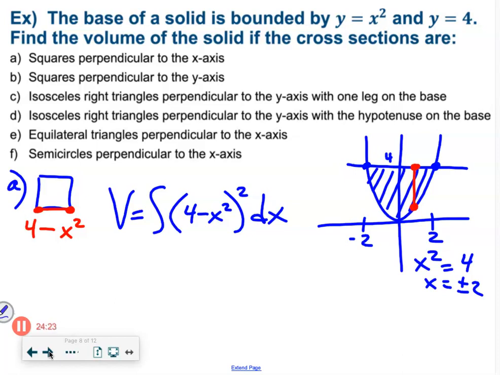Yes? Is it always the area of the cross section? It's just the area of the cross section. The cross section here is a square, so the area of this square is side squared. Volume is just the integral of the area of the cross section. That's it.